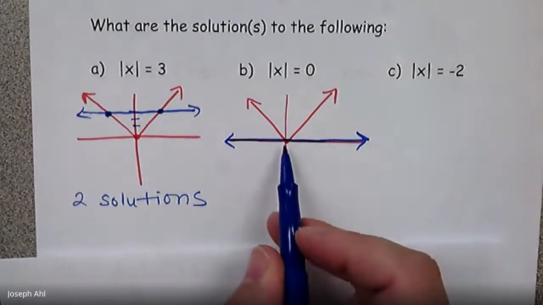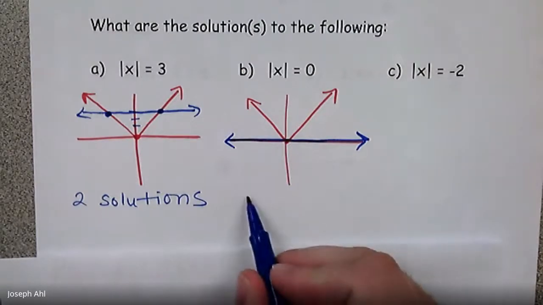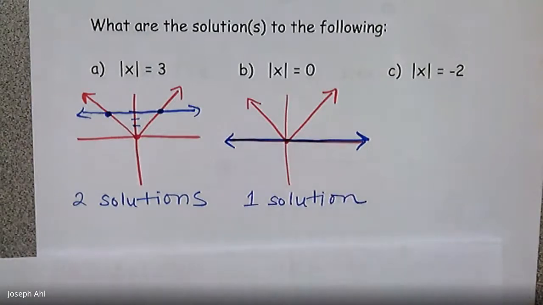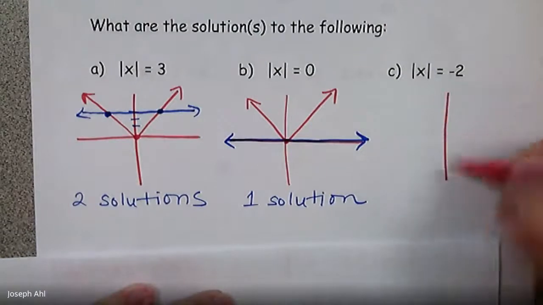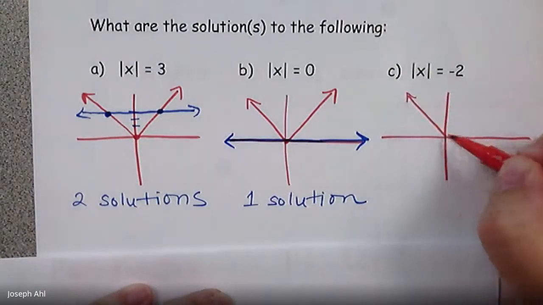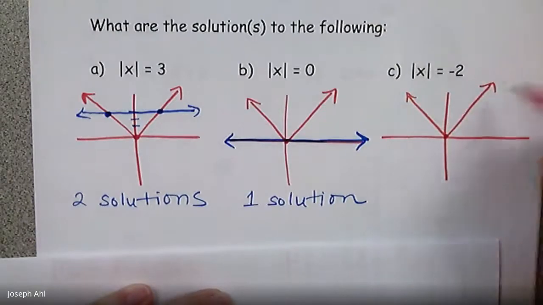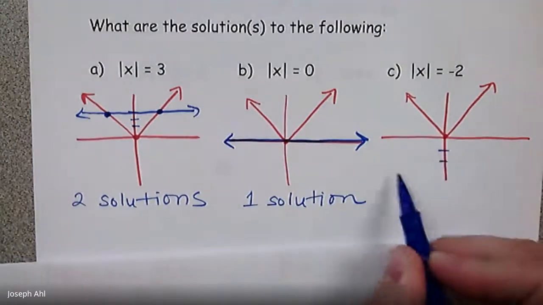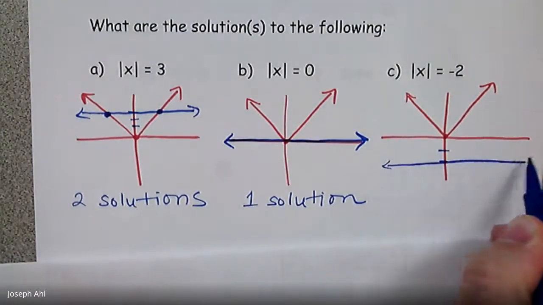That one point is known as the vertex of the graph. So this is a case where we only have one solution. And in the last scenario, as you become accustomed to solving equations algebraically, you might be familiar with cases of absolute value or other graphs that may not have any solution at all, because look at where the output of -2 would be. It would be anything along this line right here.